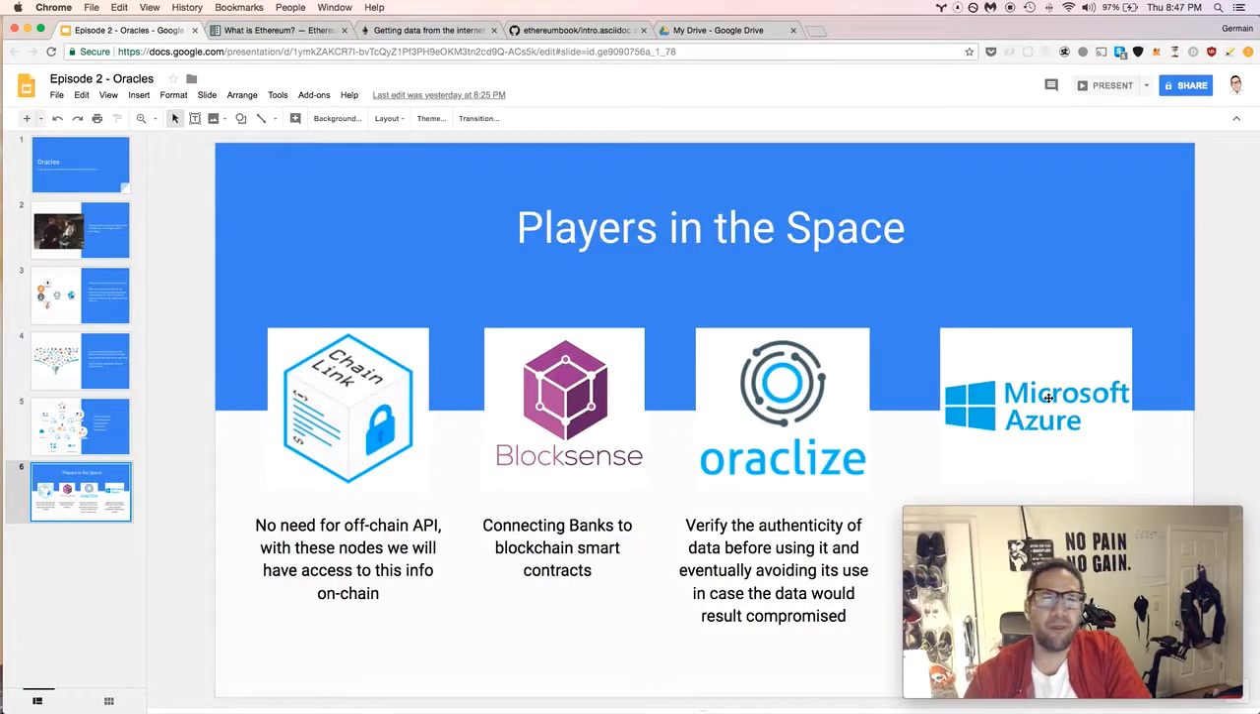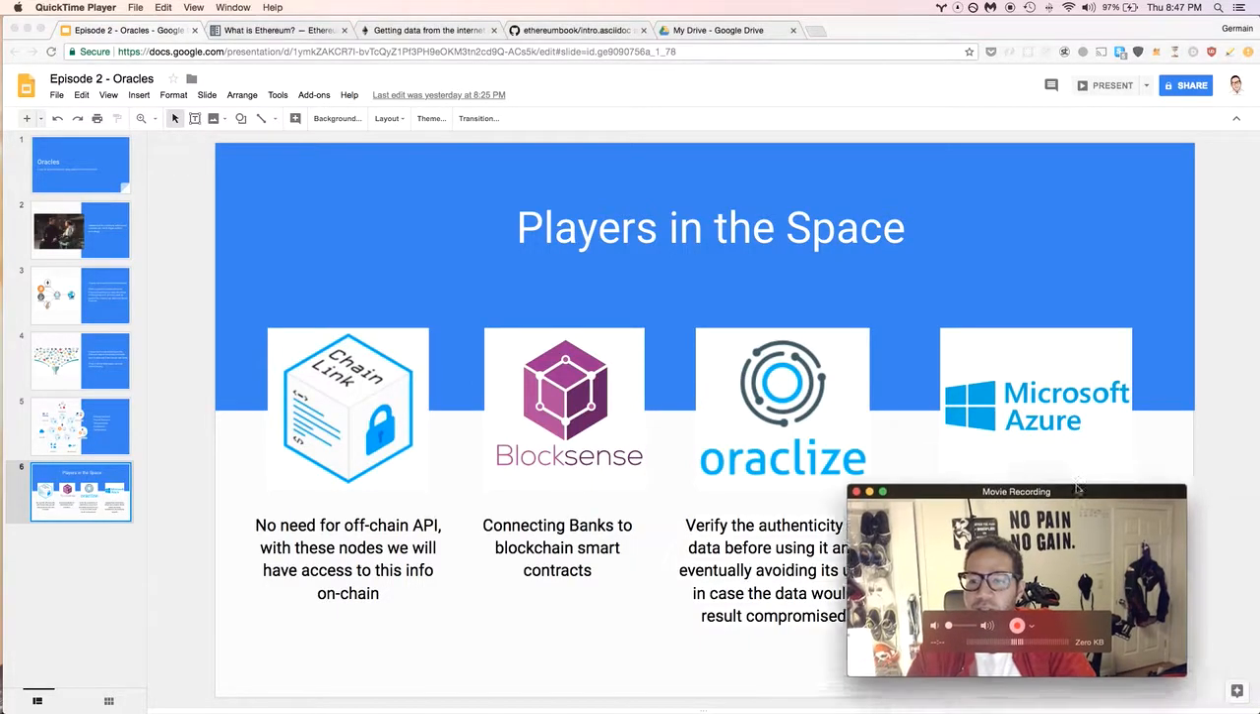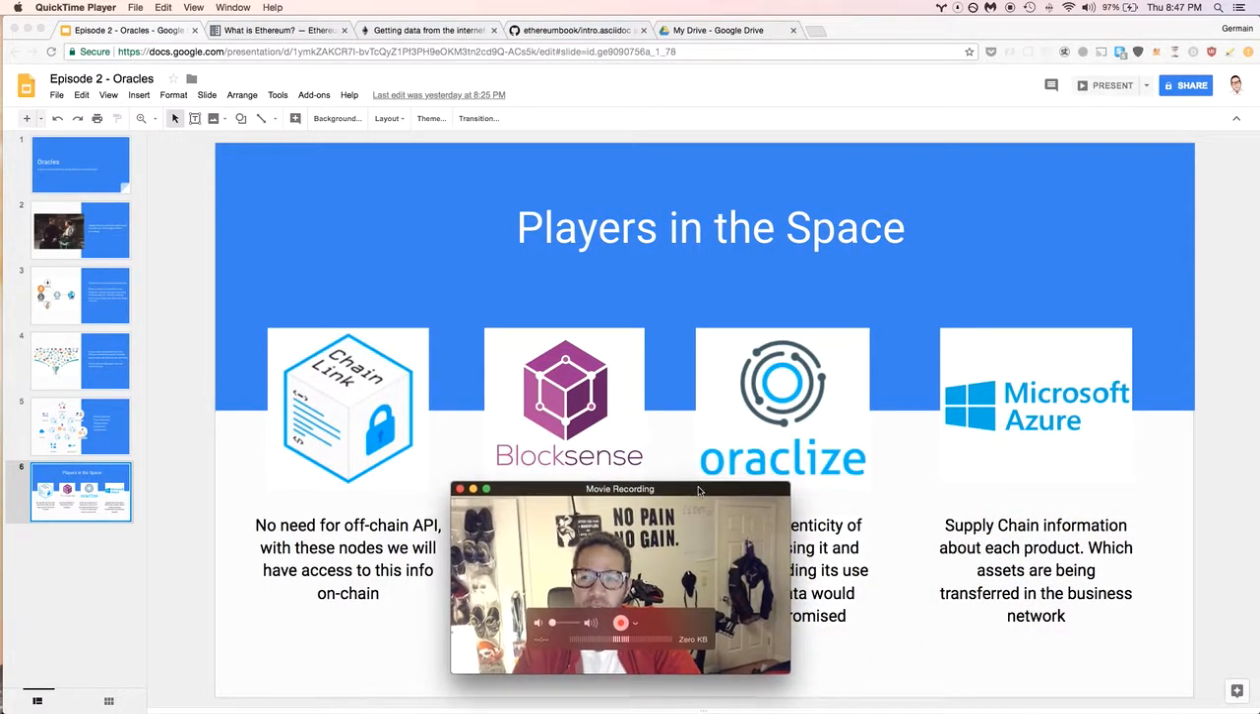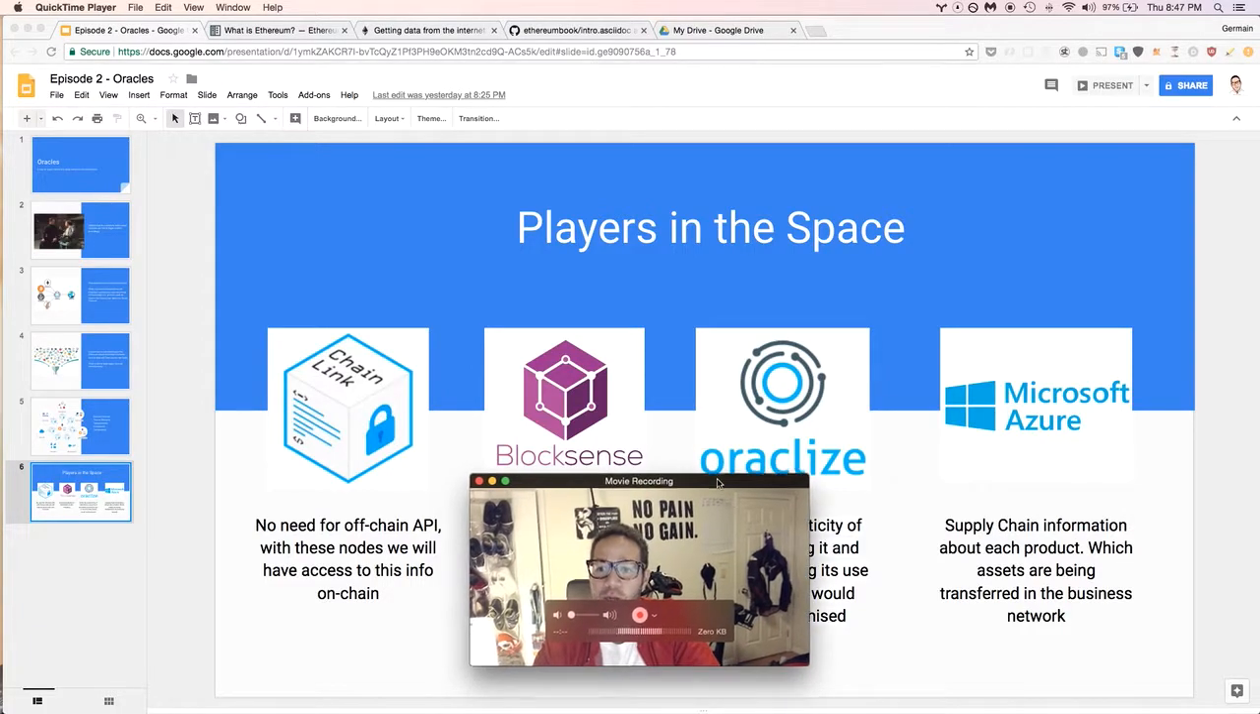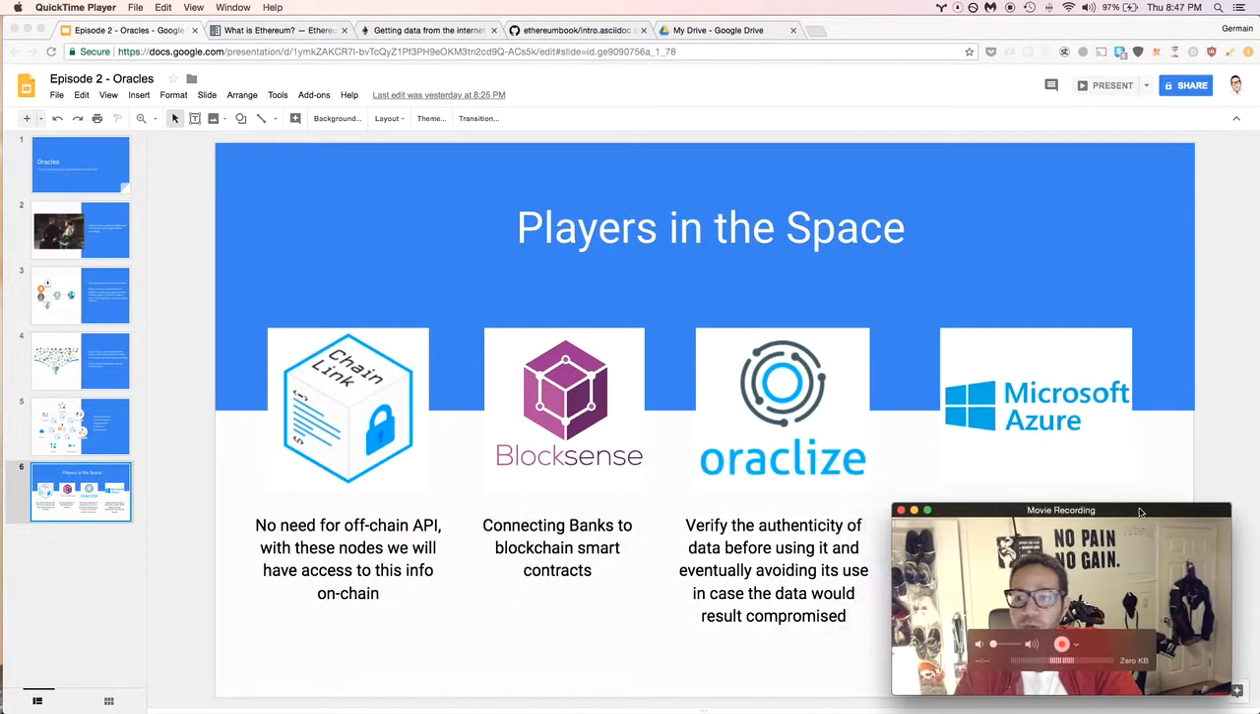And of course, you have big players like IBM and Microsoft Azure. If you see here, they're really specialized in supply chain information about each product, so you can track all these products down. This is really, really interesting.